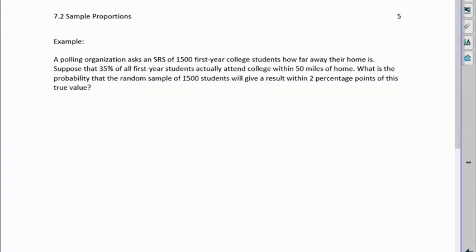Okay, another example. And this one, we've got a polling organization. They're going to ask a simple random sample of 1,500 first-year college students how far away their home is. Suppose that 35% of the first-year students actually attend college within 50 miles of their home. What is the probability that a random sample of 1,500 students will give a result within 2 percentage points of this true value? Okay, so we're going to use the sample proportions technique.